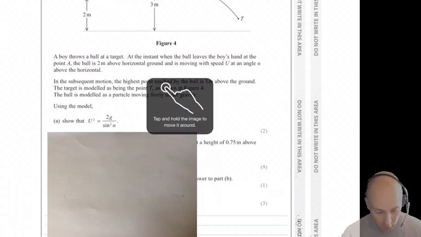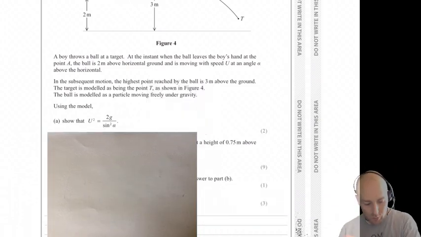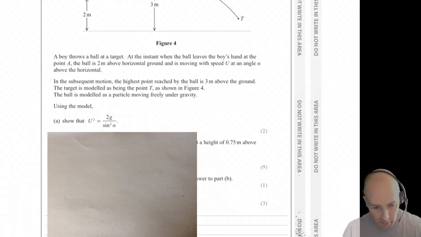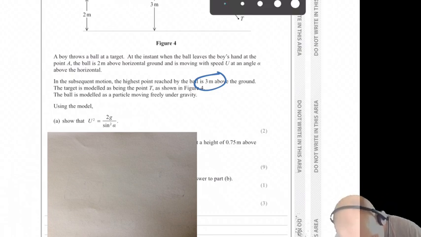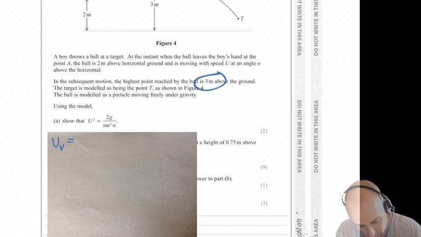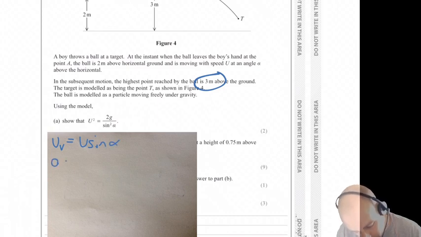Right, so for the first bit, we want to try and find u squared. We need to use the information we've been given. All we've really been told so far is the max height is 3 meters. So we're just going to be resolving vertically. We know the initial vertical velocity is u sine alpha. We know the acceleration vertically is minus g.